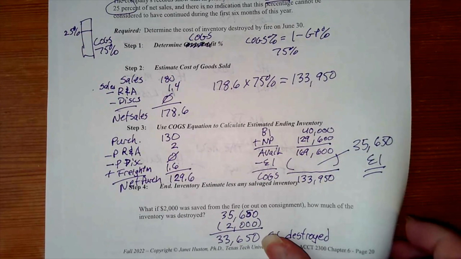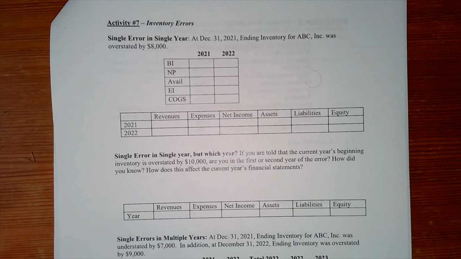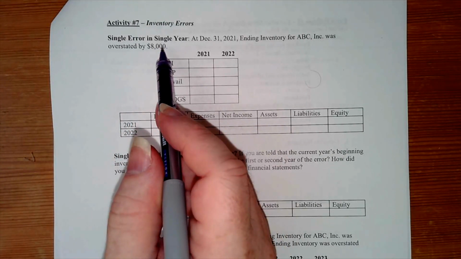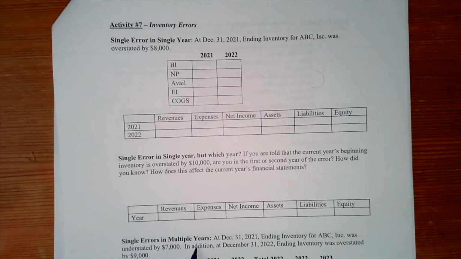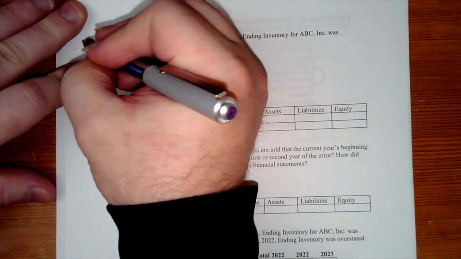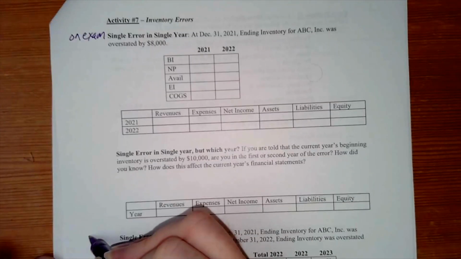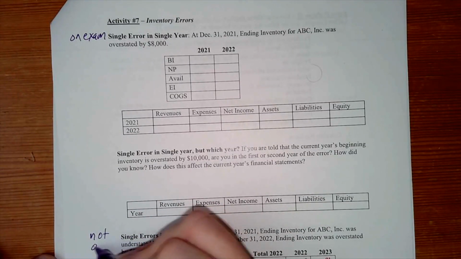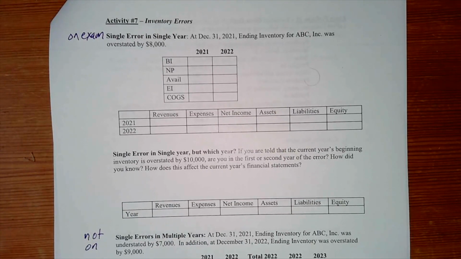Okay, our last bit is activity 7, and this is inventory errors. So I will just point out that we've got two different things. We've got a single error in a single year, and then a single error in multiple years. And I will just point out that this will be on the exam. This will not be on the exam. I'm still going to cover it because I need to cover it.